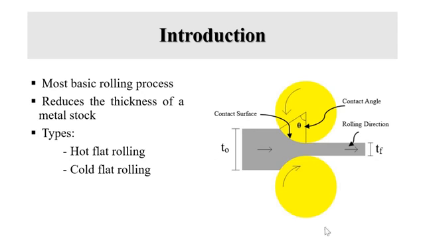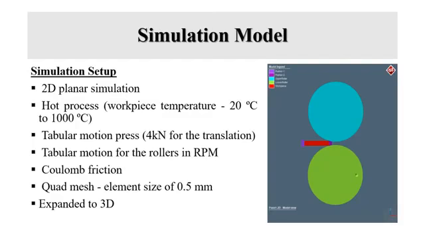This is a simple schematic of the process. We have an initial and final thickness, and we have the rolling direction. We have two rollers rolling in opposite directions, and we have the contact angle and the contact surface between the rollers and metal stock. We did use Simufact Forming for the simulation model.